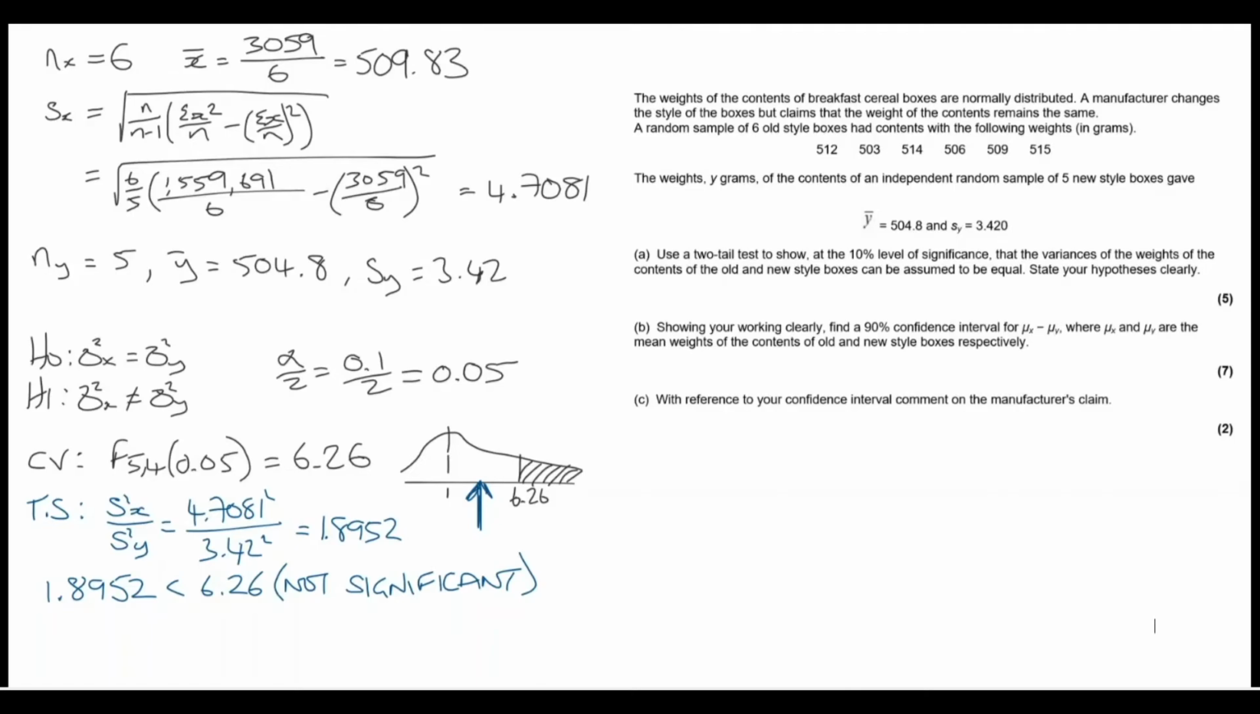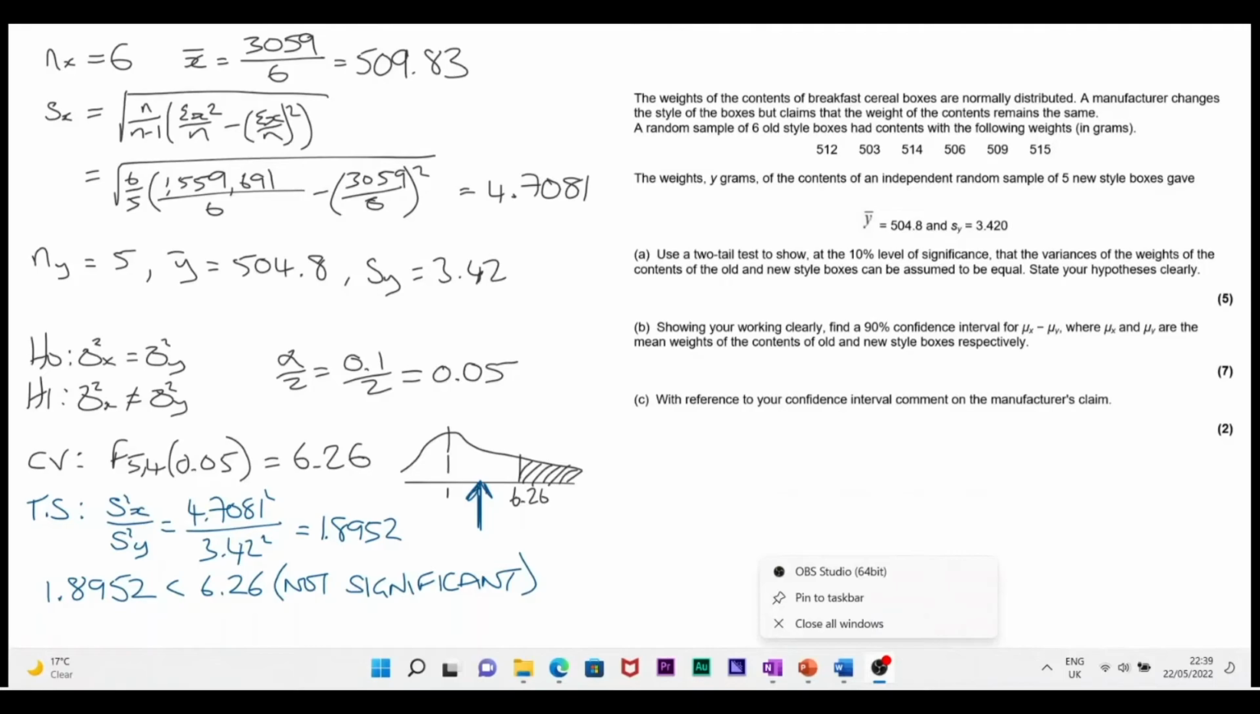The two sample variances were exactly the same. But we don't have that. We have 1.8952, which is less than the critical value. It's not inside the critical region.